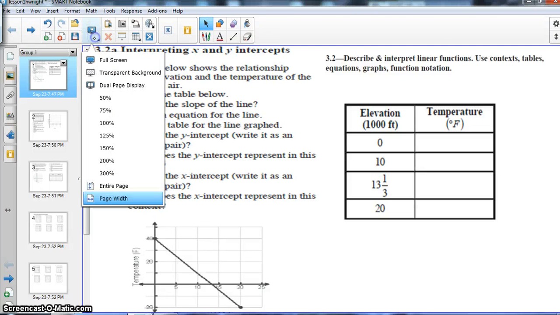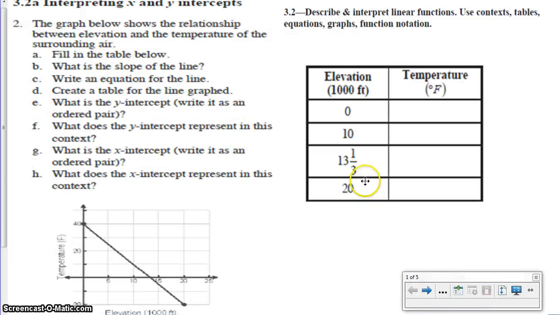Hi guys, tonight's video is a little bit different. We're just going to go through some things that I've already given you, and then you're going to write some linear functions for me, okay? So at this point, we're going to fill in the table below.